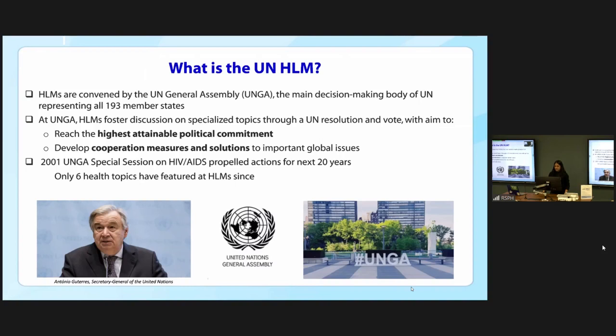The United Nations high-level meetings are convened by the General Assembly, or UNGA, which is the main policy-making organ of the United Nations. It represents all 193 member states, each of which has an equal right to vote. UNGA provides a very unique space for multilateral discussion where member states can put specific issues on the agenda that fall under the Charter of the United Nations and work towards adoption of a resolution that ultimately reflects both the highest attainable political commitment from member states, but also concrete measures for cooperation and solutions to global problems.